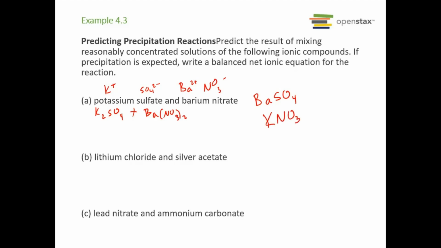Looking at this, and at our solubility rules, we have potassium nitrate, a group 1 cation, that's going to be soluble in water. So that will not be a precipitate. But then we have barium sulfate. Sulfates are generally soluble except when coupled with Ba2 plus, and this is Ba2 plus. So this is a solid. This is a precipitate. So we do have a precipitation reaction here.